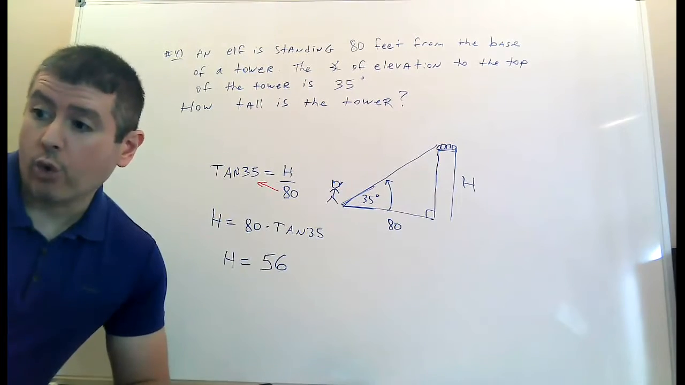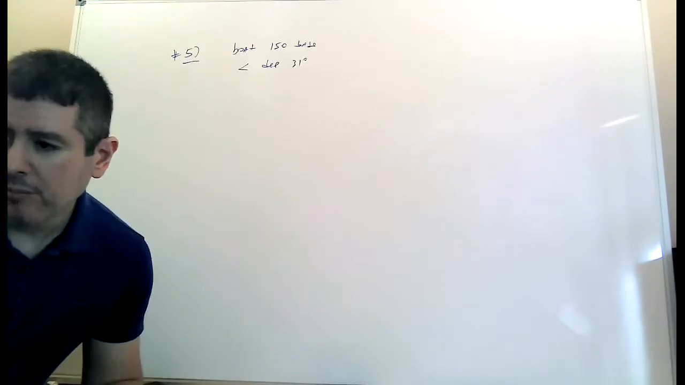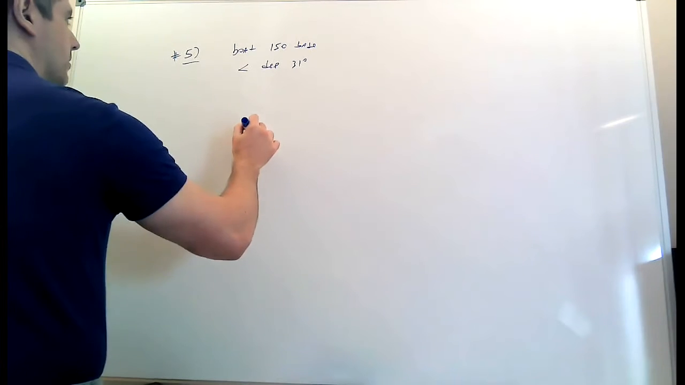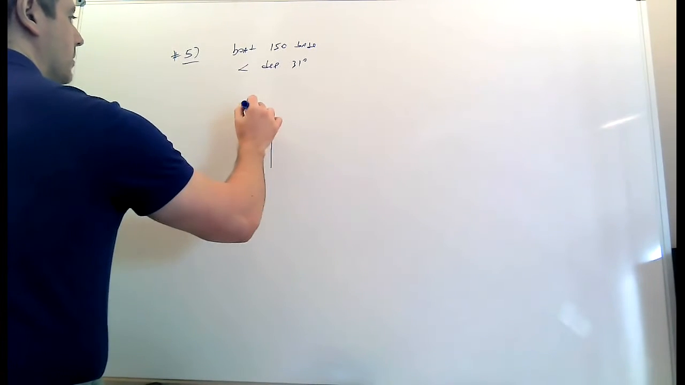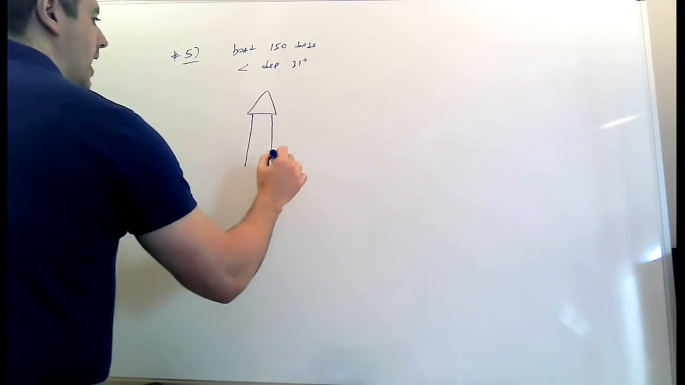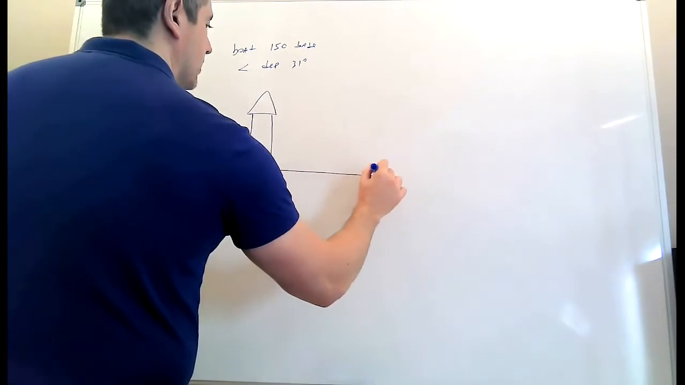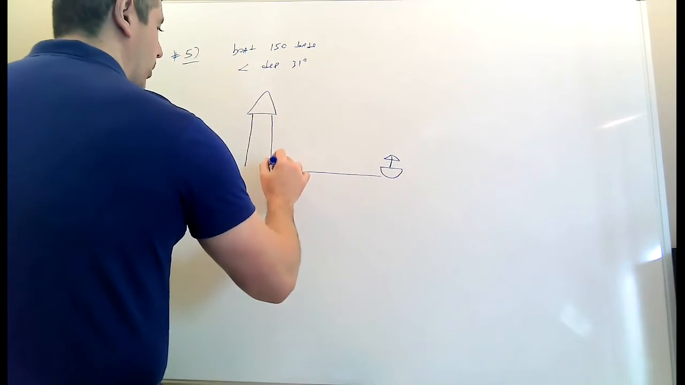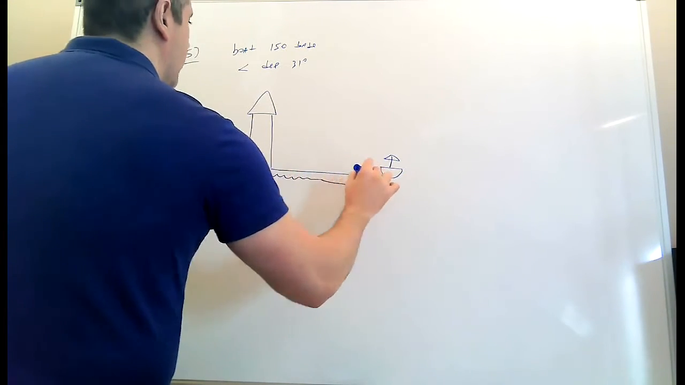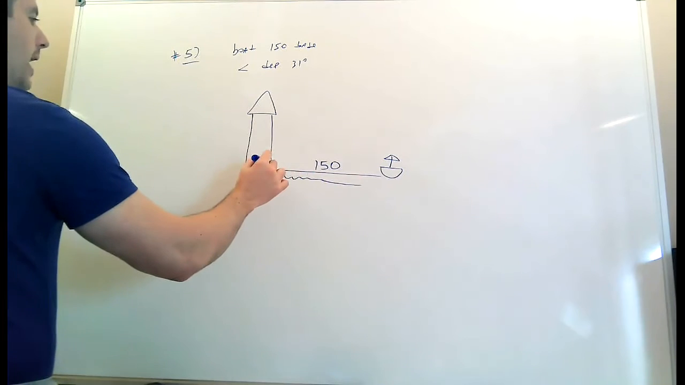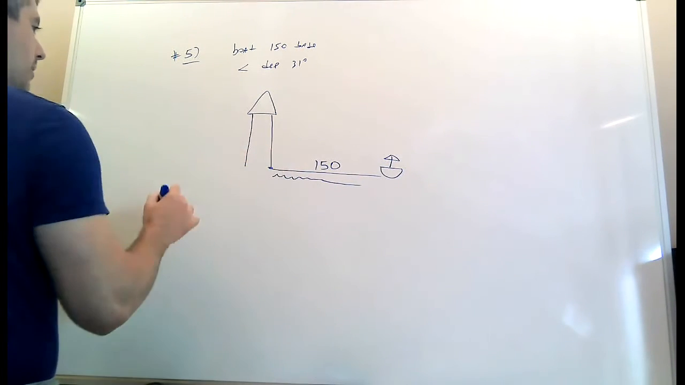I'm just not going to write the whole question up because it takes me too long. Let's see how this works. All right, so I have a lighthouse. There's a lighthouse and it looks terrible. And there's a boat in the water. Here's the boat. Here's the water. They tell you that the boat is 150 feet from the base of the lighthouse, from the bottom of the lighthouse.